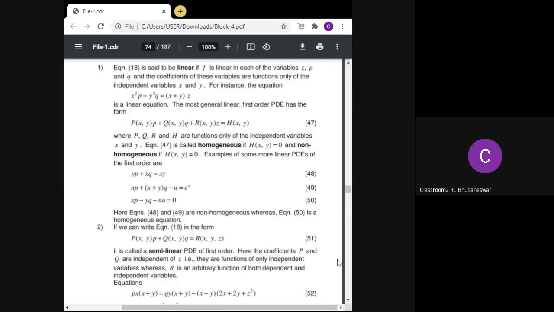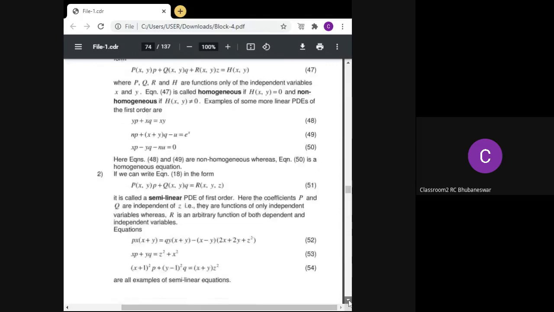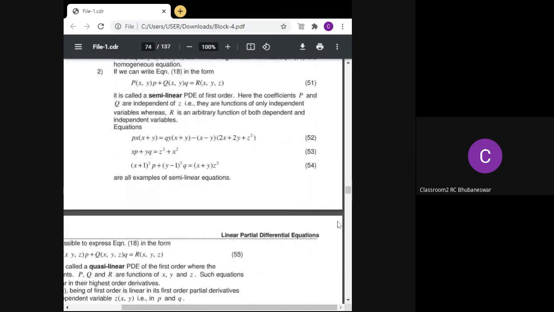Now look at the second kind, and that is known as semi-linear first order partial differential equation. Semi-linear means look at the form represented in equation number 51. In equation number 51, the right hand side function, that is R, is a function of three variables x, y, and z. But the other two functions, capital P and capital Q, are both functions of two independent variables x and y. That's why this kind of expression is known as a semi-linear partial differential equation of first order.